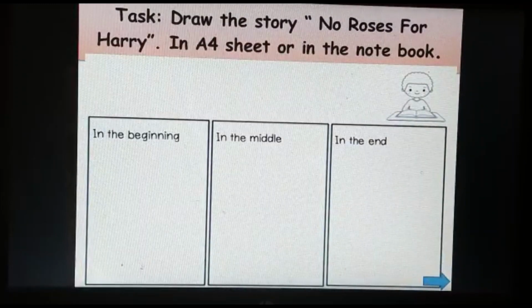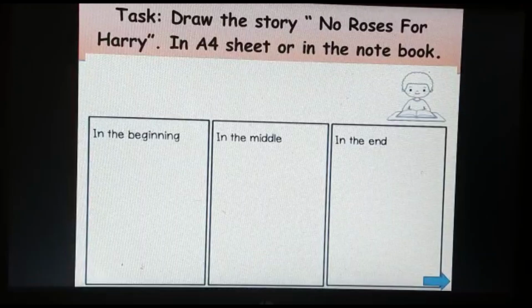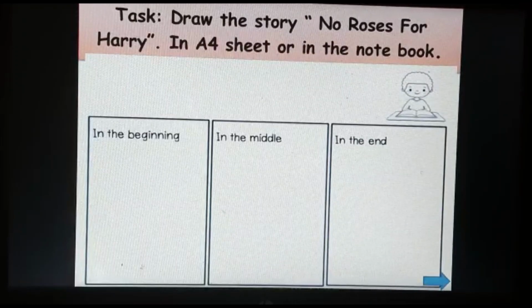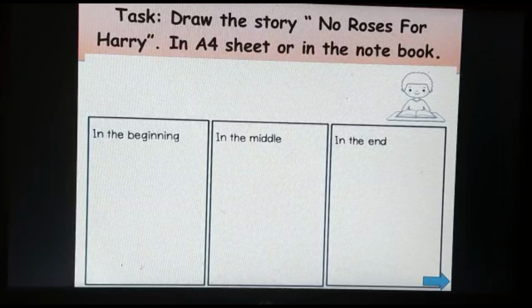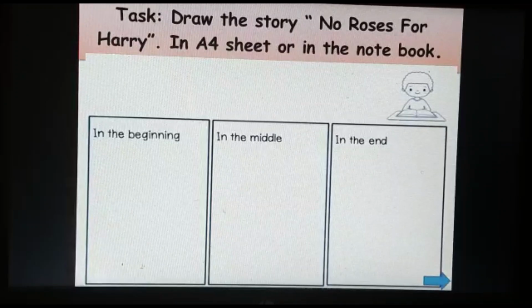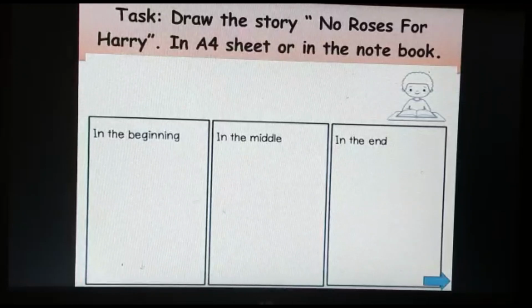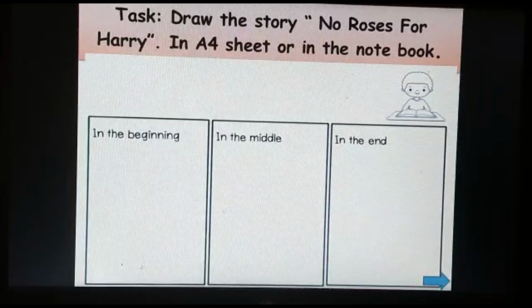Now, finally, comes the task, the writing part. After completing the listening, reading, and speaking section, here comes the writing part in which the children are to be given an A4 sheet paper. They are going to draw the story No Roses for Harry in their notebook or A4 sheet paper. And they are going to draw what happened in the beginning, what happened in the middle of the story, and what was the end.